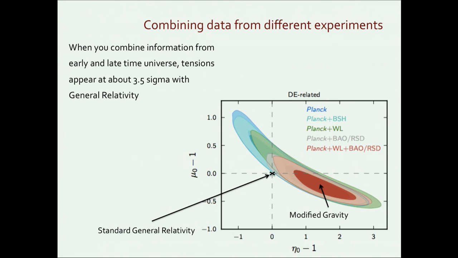Of course, this is only at the 3.5 sigma, so it's not what you would call a detection, but it's something that will be, of course, of much interest, and that we will be able to detect with the future generation of experiments that will have much higher resolution.